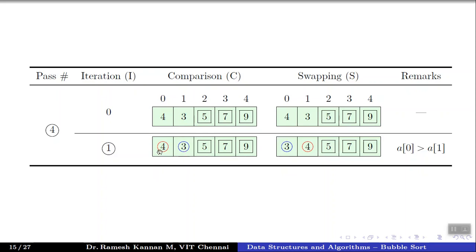So we'll check, is 4 greater than 3? Yes. So we do a swapping, and 3, 4, 5, 7, 9. At the end of this pass, you remember, n is equal to 5. The total number of passes required to completely sort using bubble sort is n minus 1. Which means 5 minus 1 is 4. So this is our final pass. You can even see that this is completely sorted.